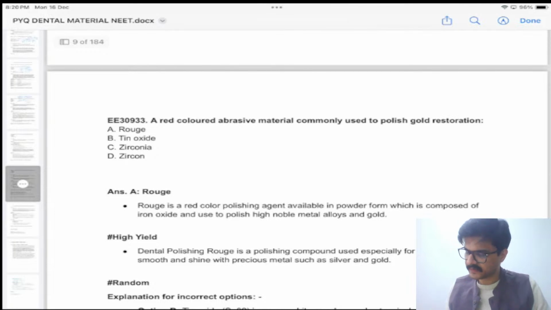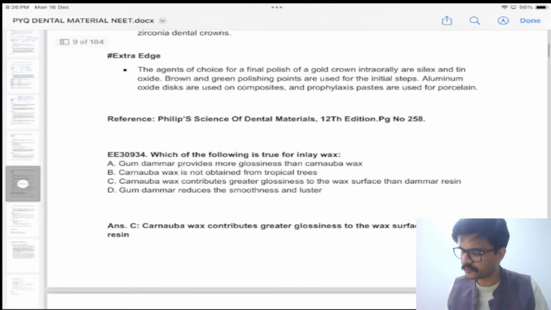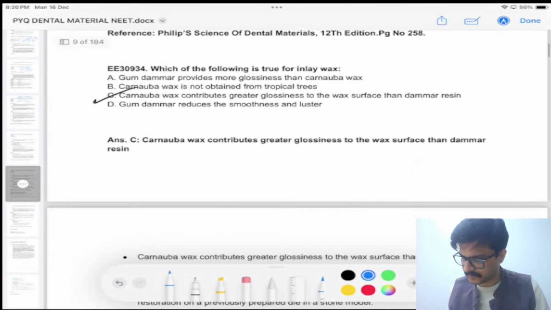Yeah, so red colored abrasive, that's done. Rouge. Which of the following is true for inlay wax, guys? These are statement based questions that are directly taken from the text. So carnauba wax contributes greater glossiness to the wax surface than damar resin. So that's okay.